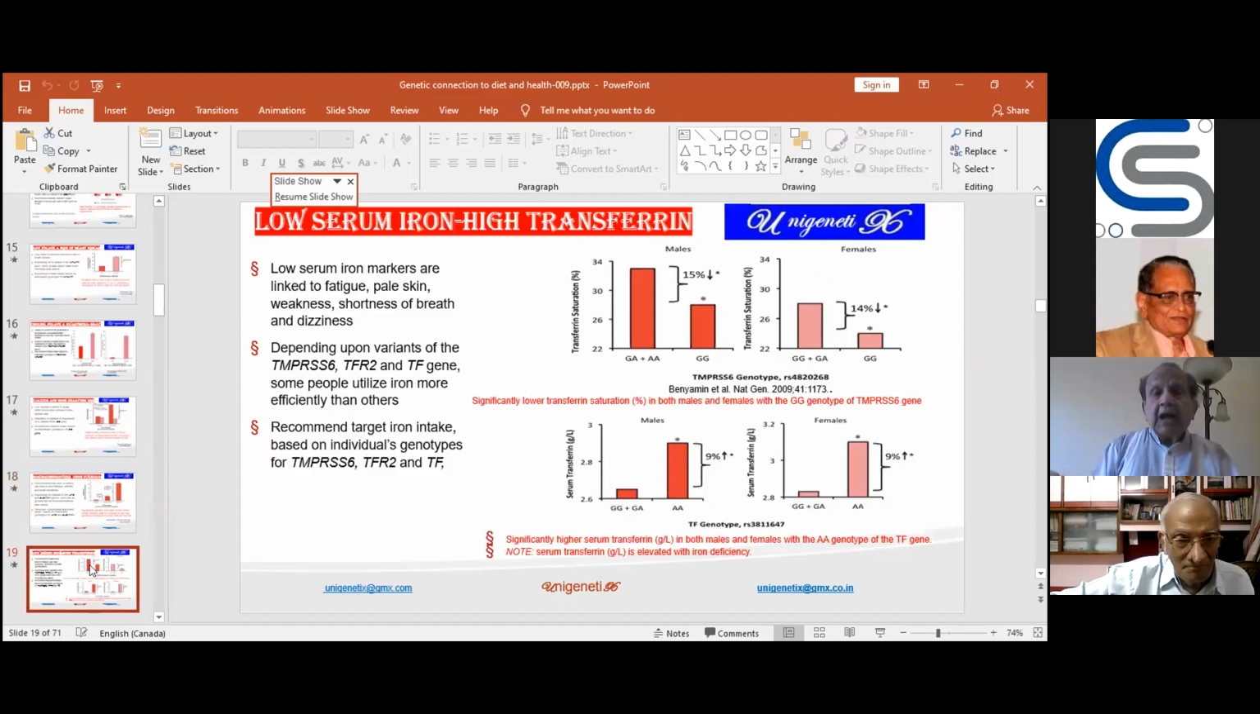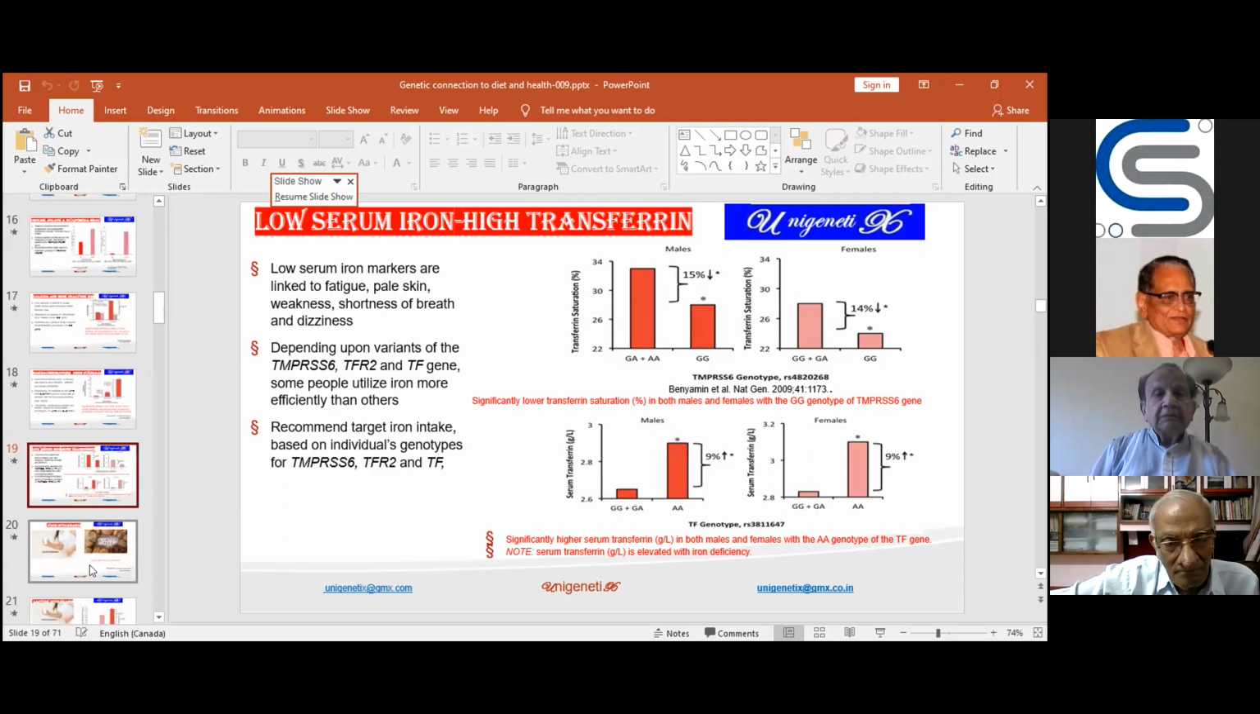Low serum iron, high transferrin. This depends upon 3 different genes. So you have to look at the 3 different genes and the genotypes and try to understand what is happening. It's a bit complicated, but it's an important thing because they're linked to fatigue, pale skin, weakness, shortness of breath, dizziness. Some people utilize iron more efficiently than others, and that is the 3 genes there.